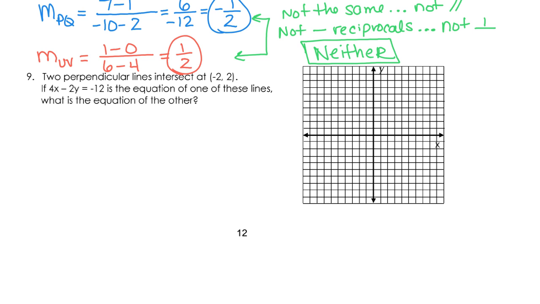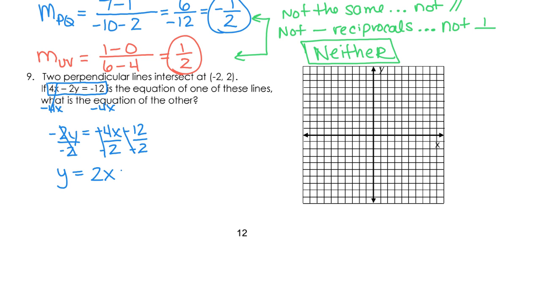So first up, the equation that they gave me is not in Y equals form. So we're going to get it there. And we're going to subtract the 4x. And we end up with -2y equal to -4x minus 12. And then I'm going to go ahead and divide by -2. And we end up with y equals -4 divided by -2 is a positive 2x. And -12 divided by -2 is a positive 6. Okay. I can now tell that my slope is 2.